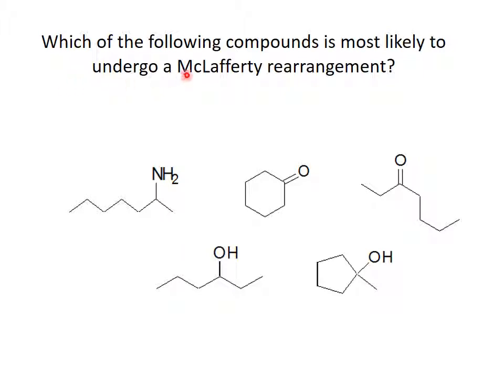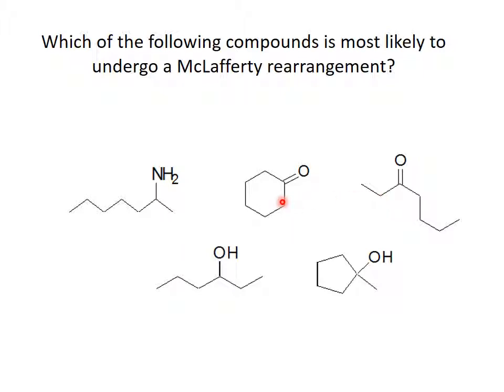Well, a McLafferty rearrangement always results from a carbonyl compound. So you can eliminate all three of these. Cyclohexanone, and this would be 3-heptanone. These both have the possibility for a McLafferty. Let's look and see which one can really do it.